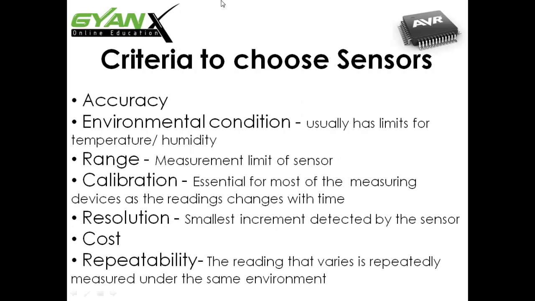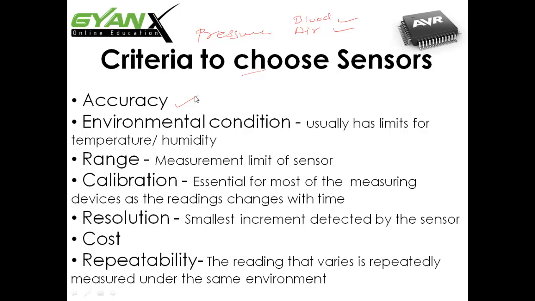Now we come to the point: what is the criteria to choose a sensor? Different criteria may require a different sensor. For example, if you want to measure the pressure of blood, or the pressure of air, there are different pressure sensors. So according to the condition, accuracy, environment, range, calibration and resolution, you have to choose the sensor. The first criterion is accuracy, meaning up to which accuracy you want your sensor to be.